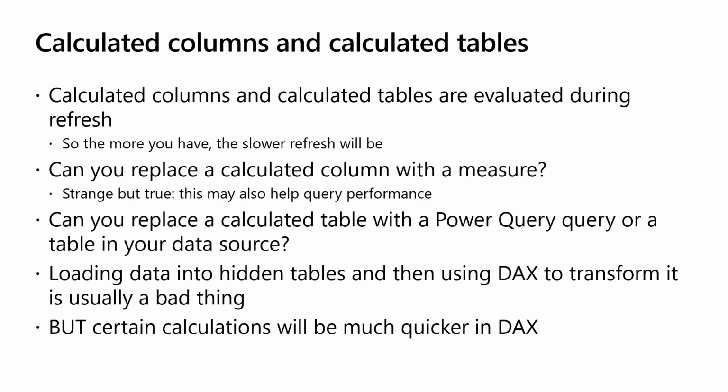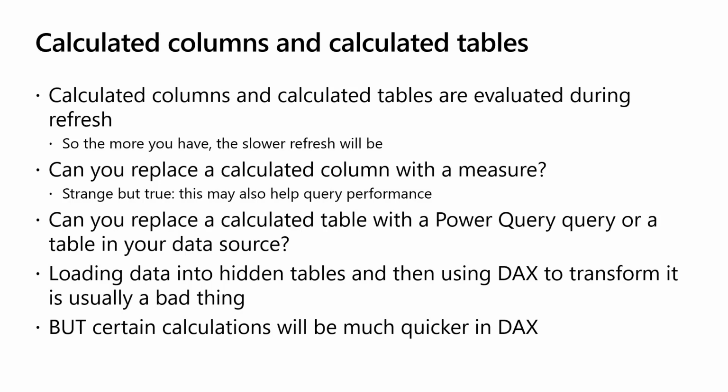Something else to mention is the use of calculated columns and calculated tables. A lot of people love to use calculated columns inside Power BI. They can make it very easy to break down complicated calculations into easier chunks. But calculated columns and calculated tables are evaluated during refresh and they actually persist data in memory when refresh takes place. So the more you have, the slower refresh will be because these are things that need to be created at refresh time. So something to bear in mind is that you can improve refresh performance by not using them. And in some cases, you can just get away with not creating calculated columns by instead rewriting your DAX to use measures. And bizarrely, this might also help query performance.